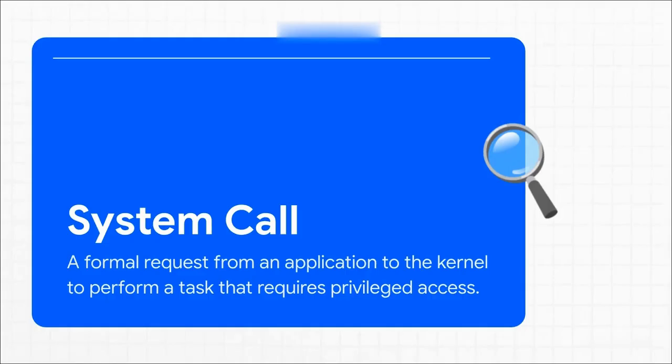And the way this communication happens is through something called a system call. It's exactly what it sounds like. It's a formal, highly controlled request from an app in user mode, politely asking the kernel to do some heavy lifting for it, to perform a privileged task it isn't allowed to do on its own.